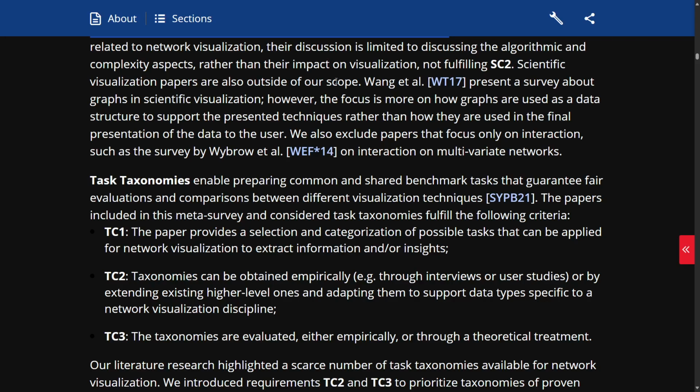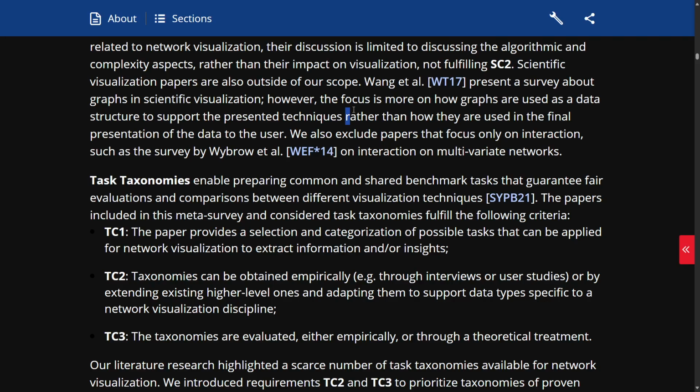visualization, not fulfilling SC2. Scientific visualization papers are also outside of our scope. Wang et al. WT17 present a survey about graphs in scientific visualization. However, the focus is more on how graphs are used as a data structure to support the presented techniques, rather than how they are used in the final presentation of the data to the user. We also exclude papers that focus only on interaction, such as the survey by Wybrow et al. WEF14, on interaction on multivariate networks. Task taxonomies enable preparing common and shared benchmark tasks that guarantee fair evaluations and comparisons between different visualization techniques, SIP E21.